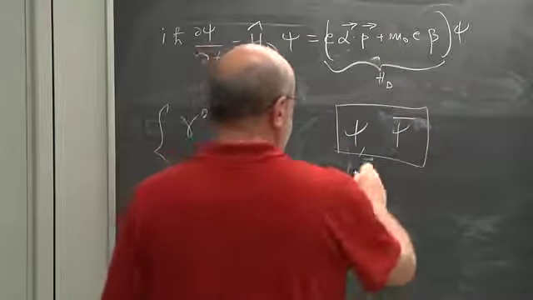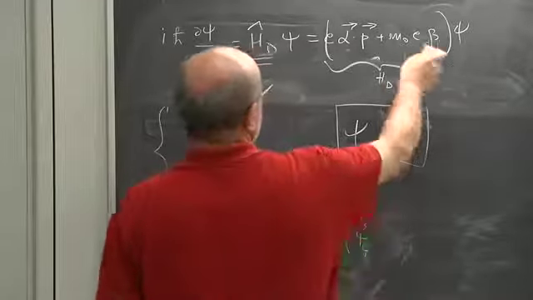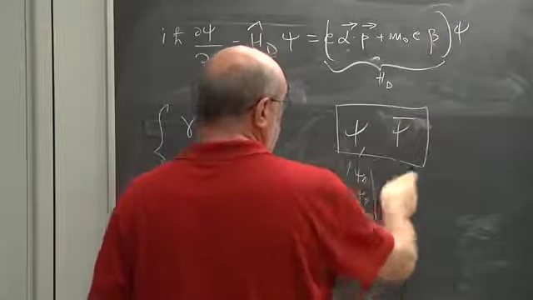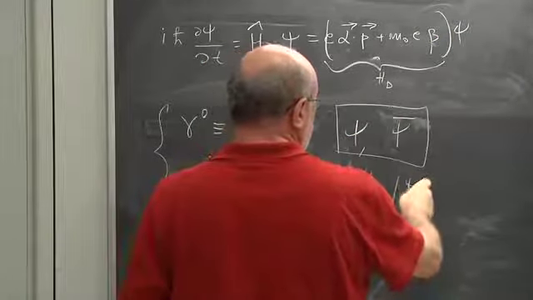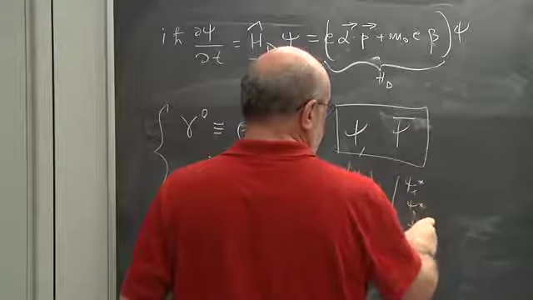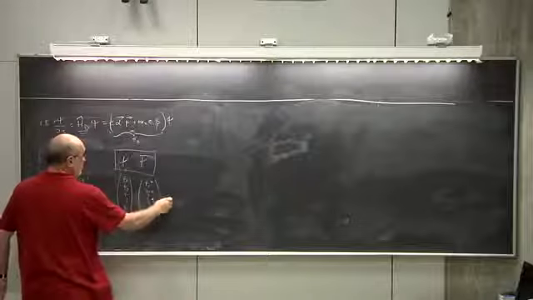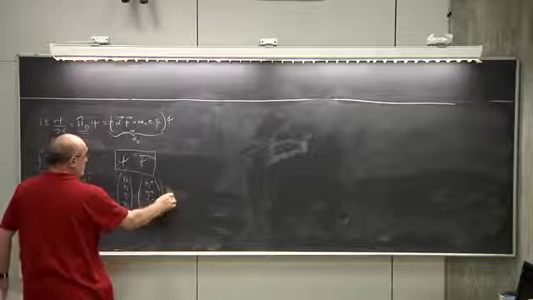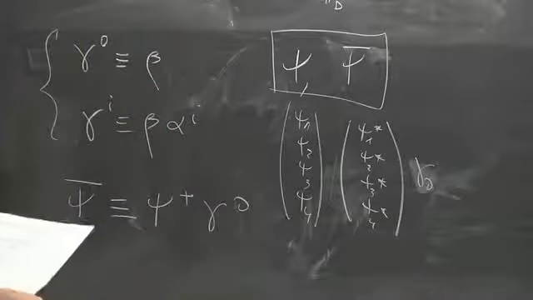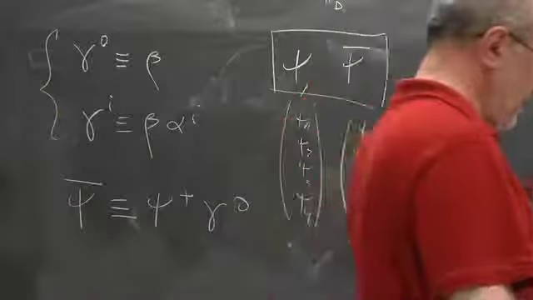Because this object is psi 1, psi 2, psi 3, psi 4. Because it is applied on a 4x4 matrix, so it must be a column. And this one is psi 1 star, psi 2 star, psi 3 star, psi 4 star, multiplied by gamma 0. It is a 4x4 matrix, and is like beta. So altogether we have 8 independent objects.